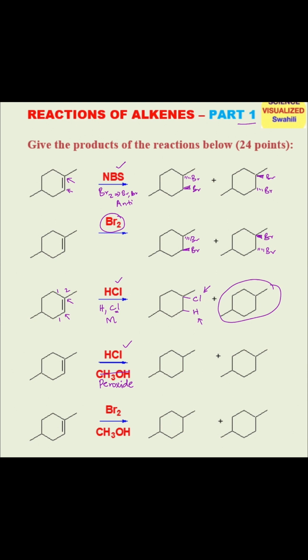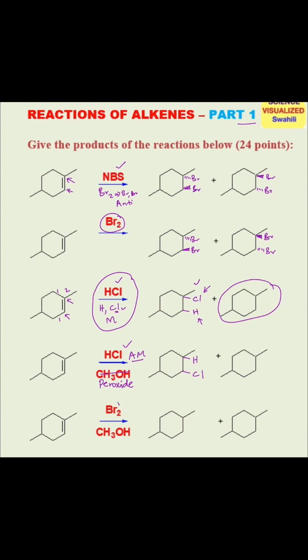So when you react with HCl and peroxide, you actually end up with what's called anti-Markovnikov addition. We saw in this reaction that with Markovnikov reaction, chlorine added to the most substituted carbon. So now with anti-Markovnikov, chlorine adds to the least substituted carbon, while hydrogen adds to the other carbon.